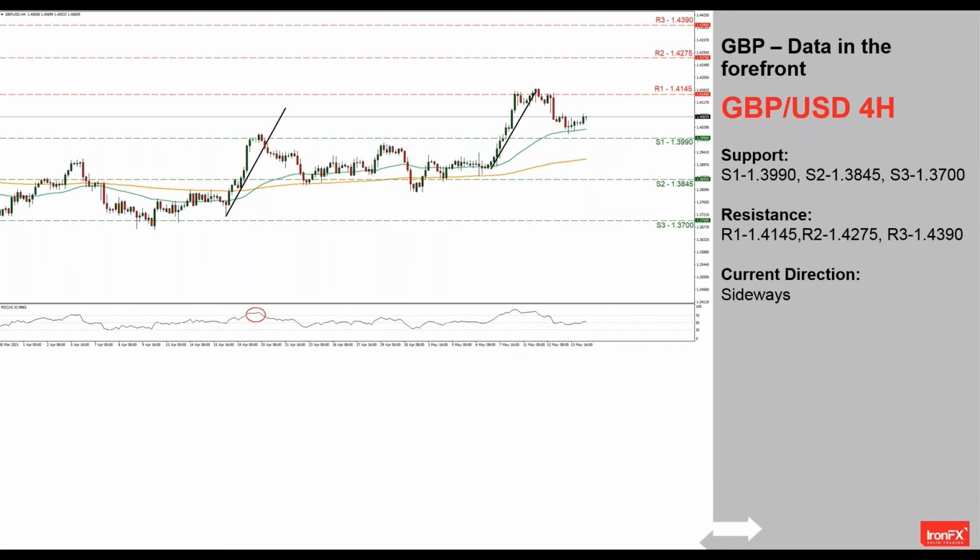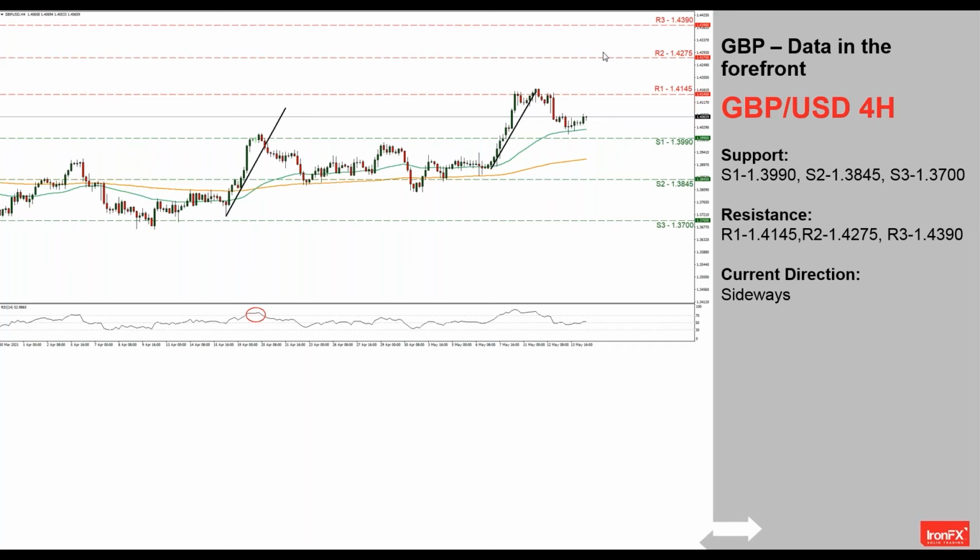Important boundary levels to note would be to the upside, the 1.4145, which marks the top of the pair's price action for the past 1.5 months. Even higher, the 1.4275, and the highest level noted would be the 1.4390.